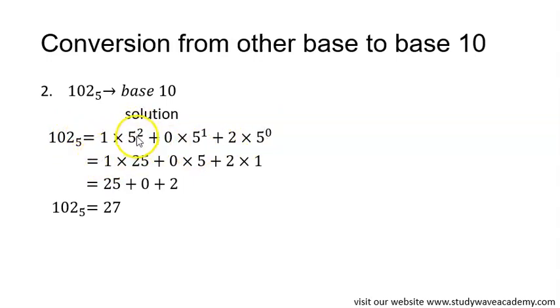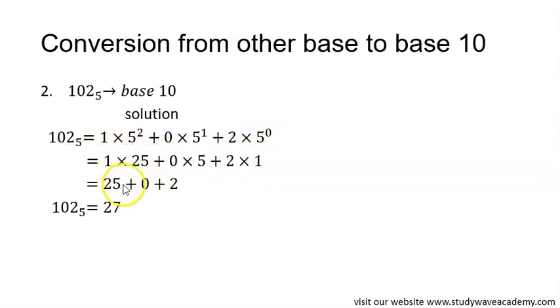5 raised to power 2 is going to give us what? What does this mean also? 5 times 5, right? So it's 25. So here we have 1 times 25. Then here we have 5 raised to power 1 is still 5. So we have 0 times 5 plus 2 times 1. How did we have this one? Any number raised to the power of 0 is 1, right? Good. So next we still solve.